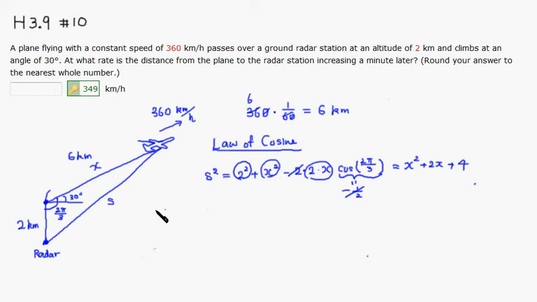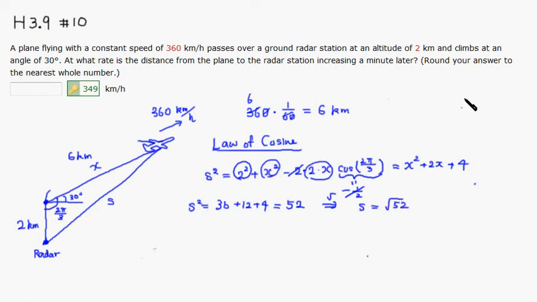So let's find s when x equals 6. s squared is equal to 6 squared, so 36, plus 2 times 6, which is 12, plus 4. That's 52. So we can take the square root of both sides, and s is going to be the square root of 52.